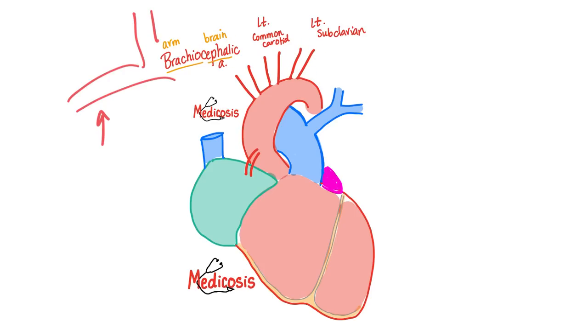This is very important. But when it comes to veins, the story is different. You have a brachiocephalic vein on the right and another brachiocephalic vein on the left. And when they unite together, guess what they give us? They give us the superior vena cava.